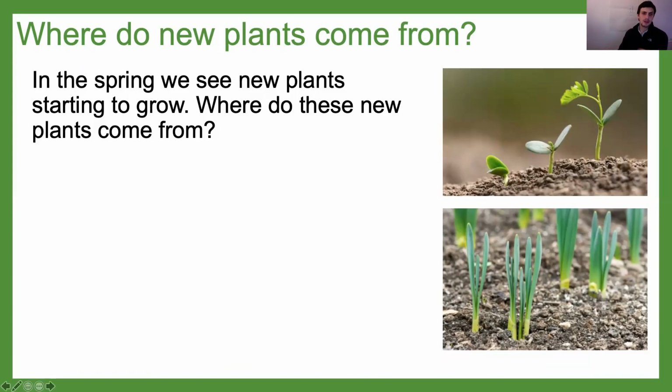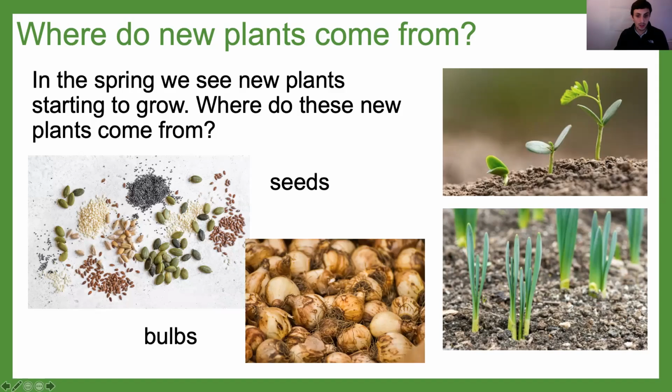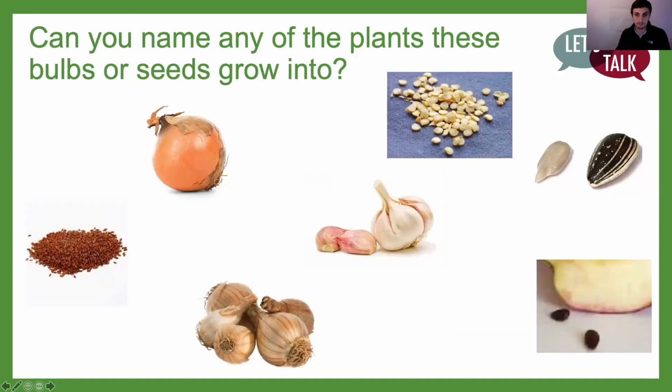So where do new plants come from? In the springtime, we see new plants starting to grow. But where do these plants come from? They come from seeds, don't they? Or they come from bulbs. And you'll notice we looked at some of the differences there. Seeds are often a lot smaller. Sometimes they're encased inside a fruit, whereas bulbs are a lot larger. And sometimes they have a papery kind of coating around the outside of them.